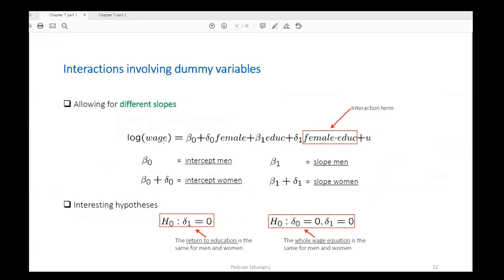So let's stop here. This will be the topic for our next class. In our next class, you'll see how to answer the same questions using interactions with dummy variables. See you then.